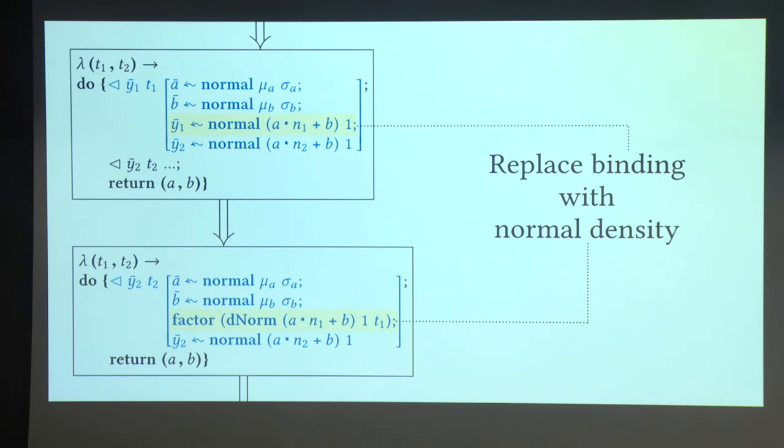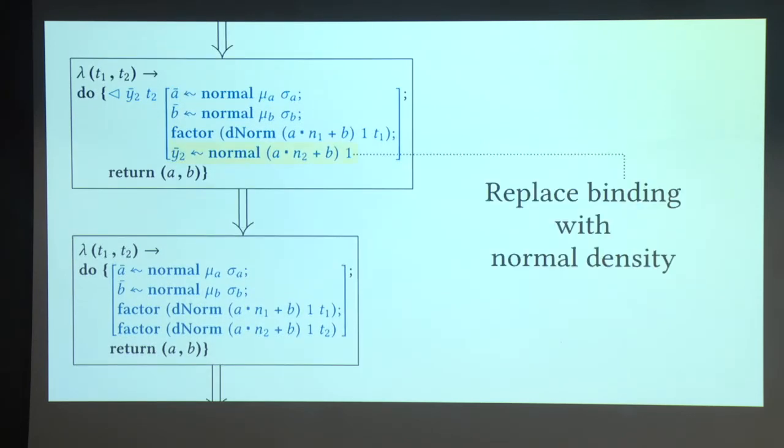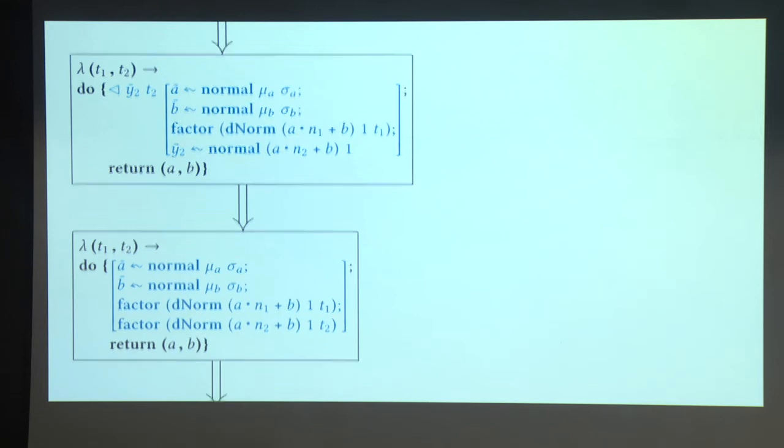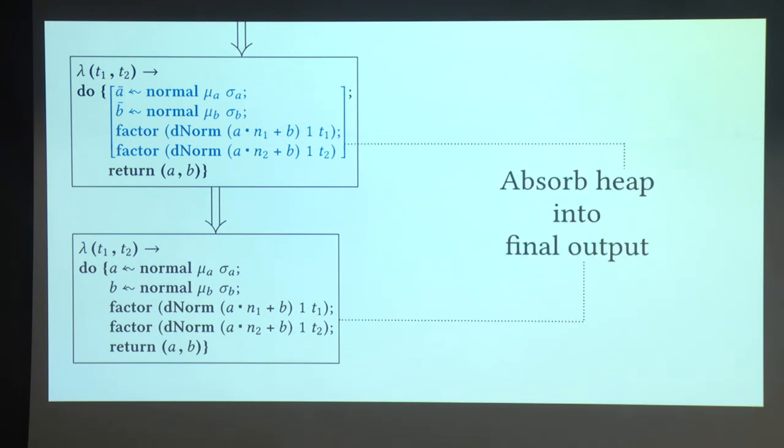And this updated heap is passed to the second call to constrain that we still have to do, which is to constrain y2 to be t2. So this follows in the same way. Constraining y2 to be t2 results in replacing the binding for y2 in the heap with a factor for the normal density at t2. And this is the final heap that we're left with. And the final step of this disintegration process is to absorb this heap into the final output program.